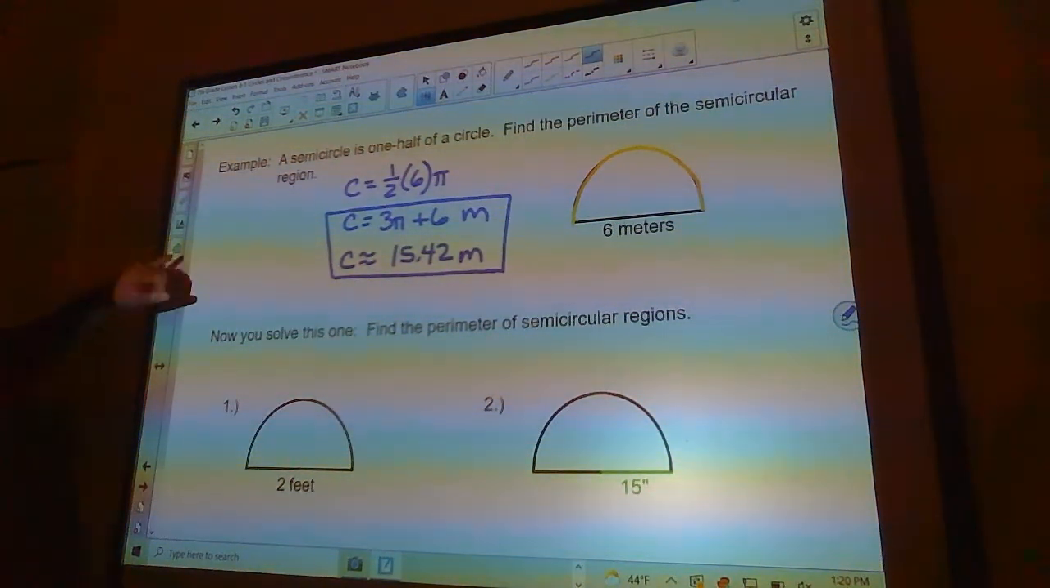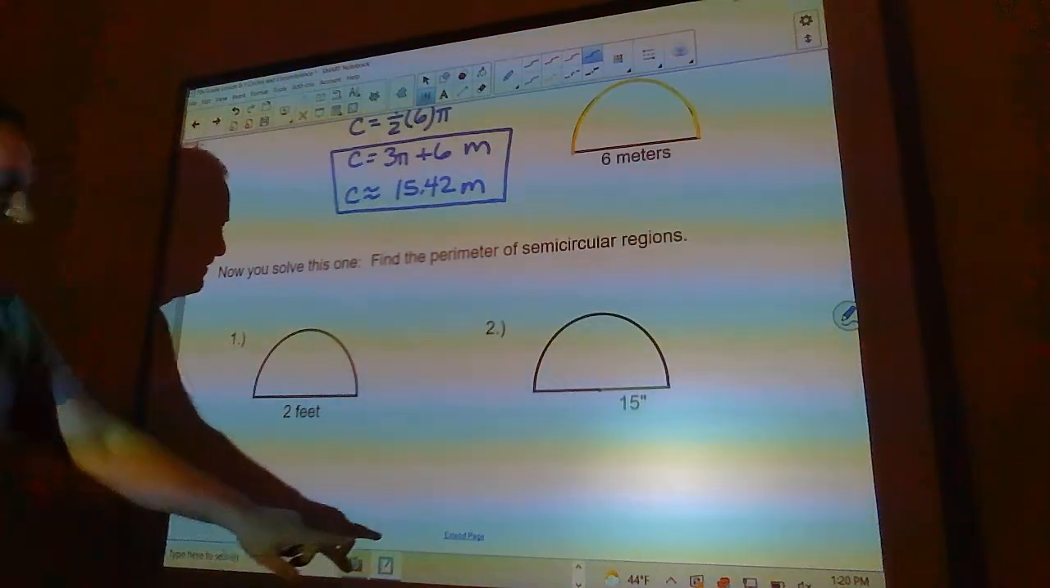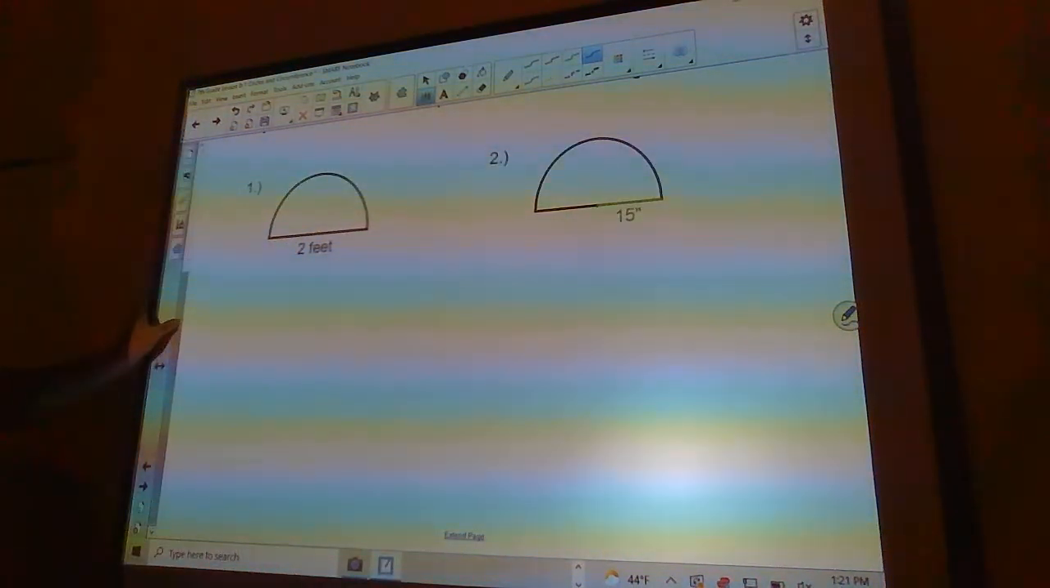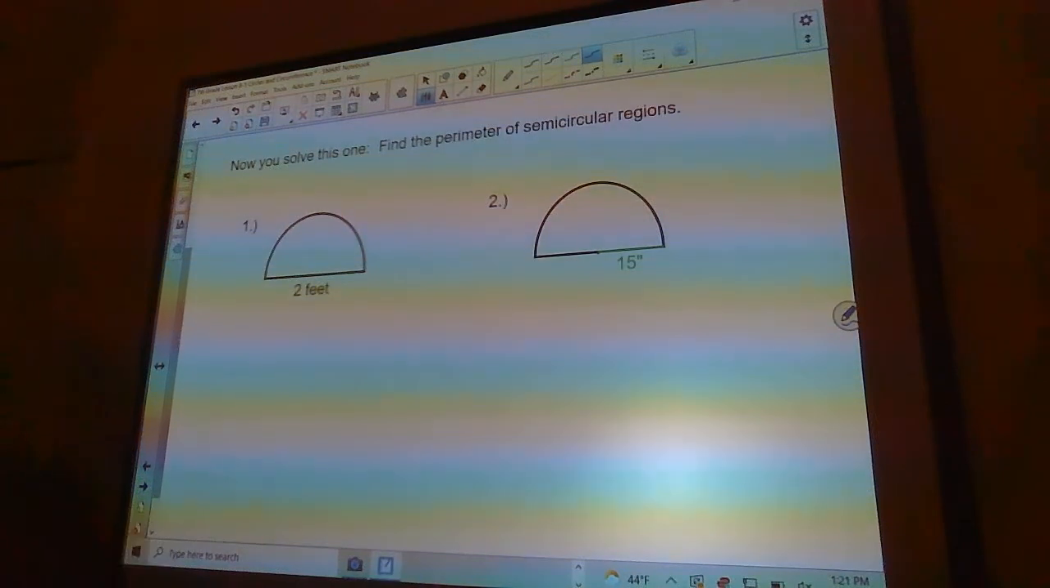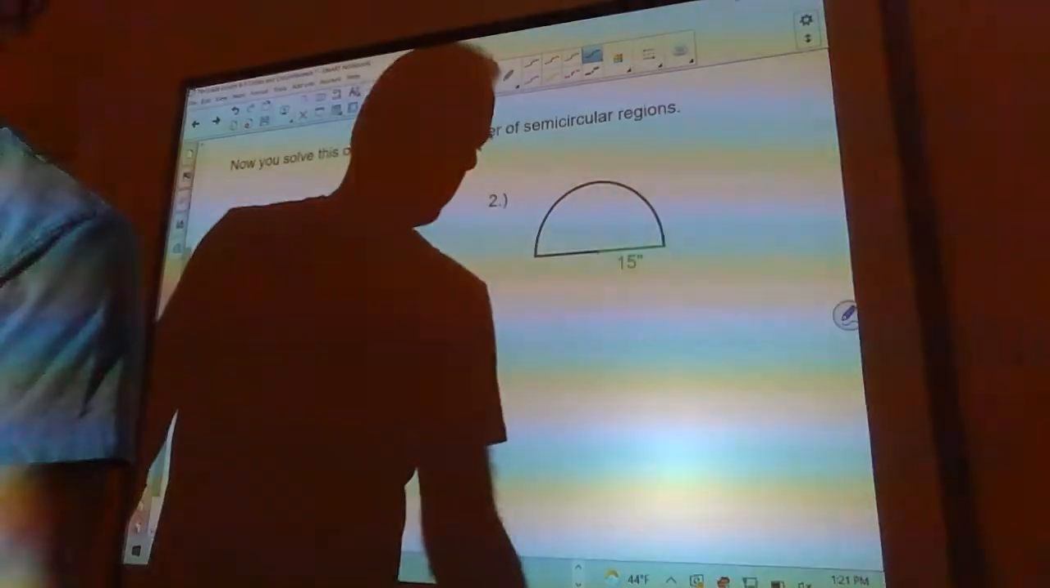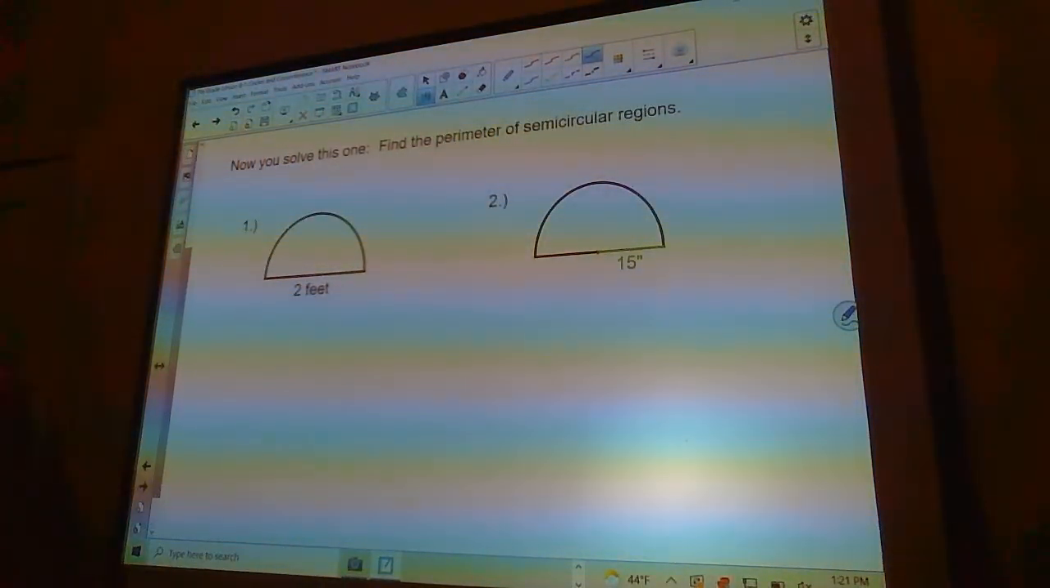Okay, so I'm going to let you pause the video and do these 2 problems right here. Find the perimeter of those semicircular regions. Pause the video here and get that done and then jump back on.